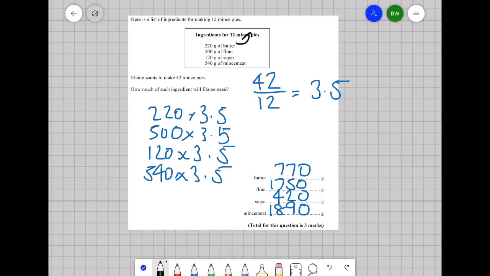So I'm doing 220 divided by 12 first, then times it by 42, and I should get the same answer. So I'm going to do 220 divided by 12 times 42, which is also 770. 500 divided by 12, which is 41.6 recurring, times 42 gets me 1,750. 120 divided by 12 we know is 10, times 42 is 420. And the last one, 540 divided by 12 is 45, times by 42, 1,890. So I know that they are correct also.